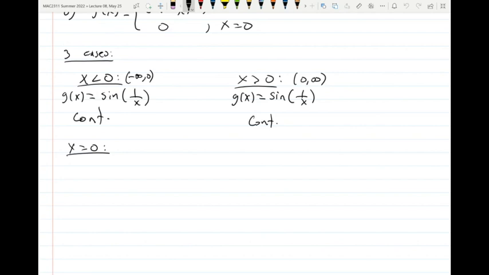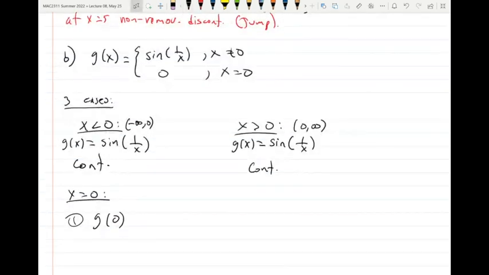Right? So because this is a point, the first thing that we need to ask ourselves is, can we plug in 0 into the function? So can we plug in 0 into the function? What's the output? 0. So we're good there. Go to the next one.